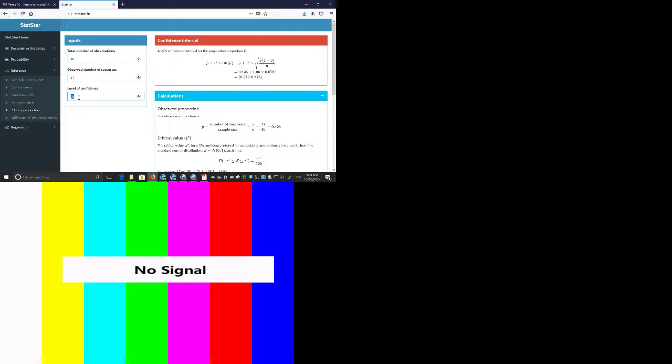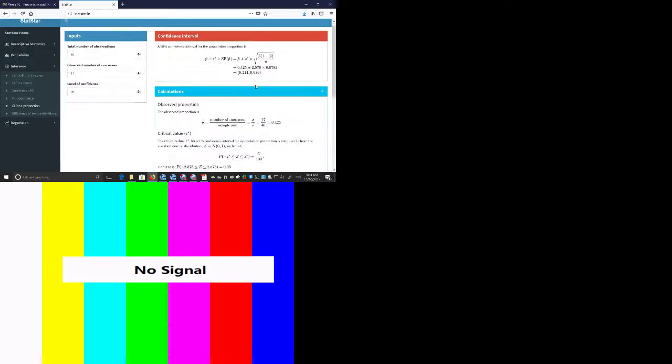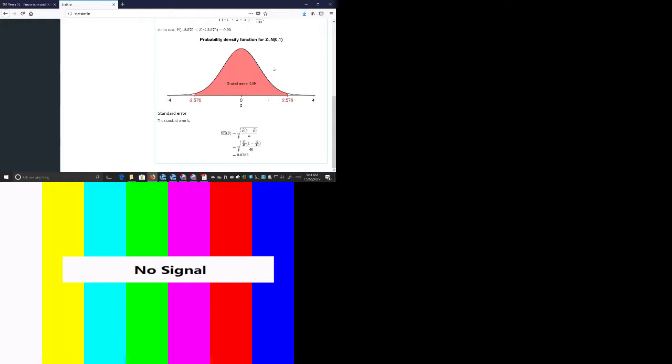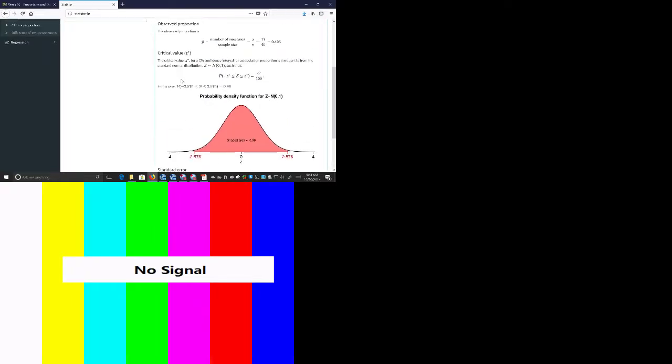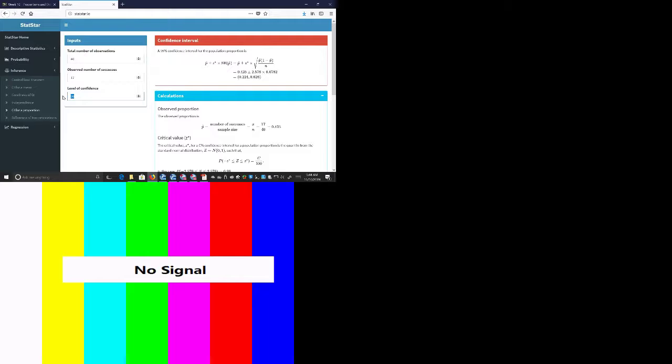And we can change our level of confidence, which changes our Z star value. So let's change this to 99%. And StatStar very nicely performs this calculation for us. So it shows us the formula that it's using, and we get the same interval that we had on the slides. And I think even down here, it's got a nice little picture of how that Z star value gets determined.